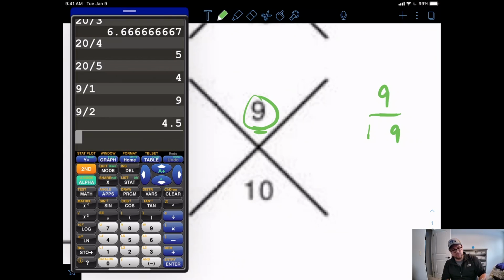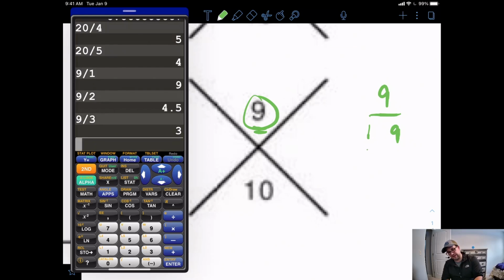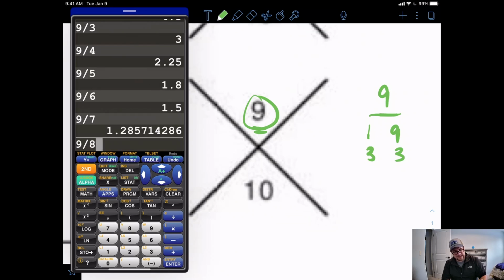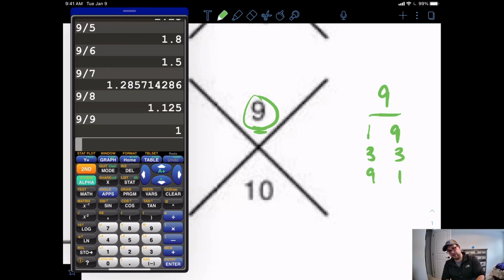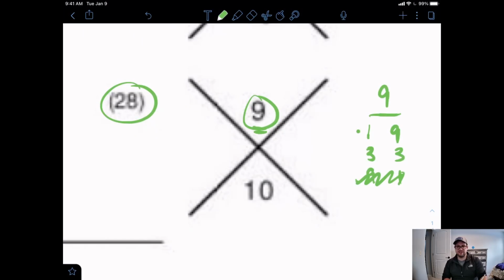9 divided by 2. That's a decimal. Doesn't go in, we don't use it. 9 divided by 3 is 3. 9 divided by 4. 9 divided by 5. These are all decimals. 9 divided by 6. 9 divided by 7. 9 divided by 8. 9 divided by 9. Hey, look, that's where our list finally flip-flopped. That means 9 goes in one time, right? 1, 9, and 9, 1 are flip-flops, so we don't even need to use it. So those are the only numbers that multiply to be 9.